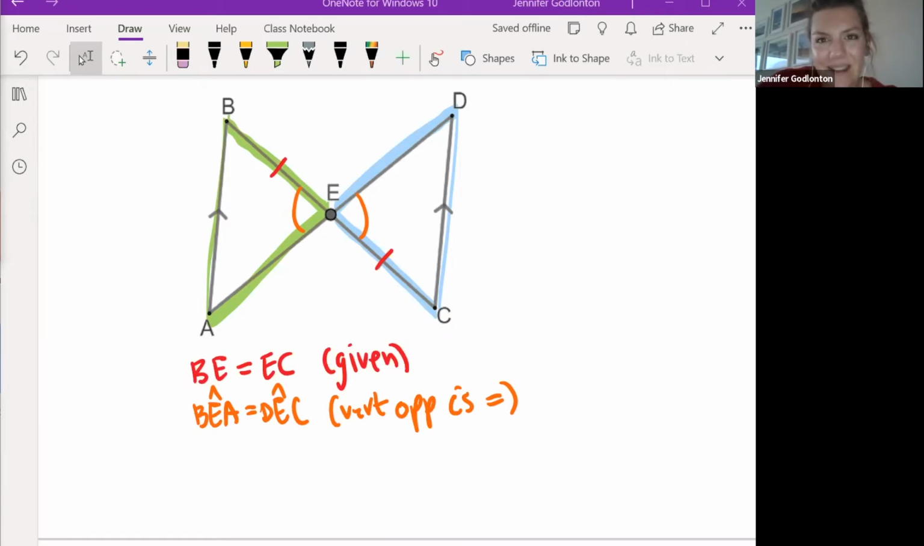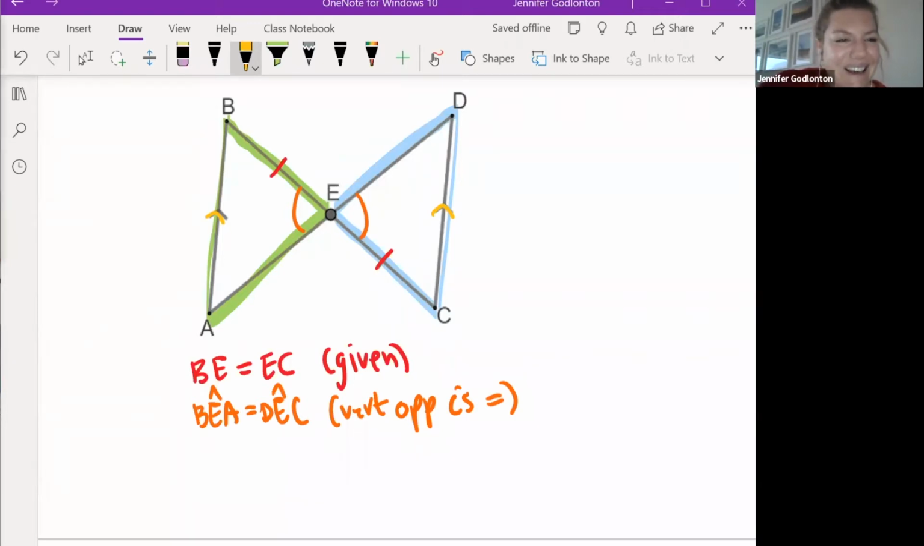I just said BA is congruent to angle D and C because they are on a parallel line. Yes, they are definitely parallel, but they're not congruent. Parallel doesn't mean that they are the same as each other.